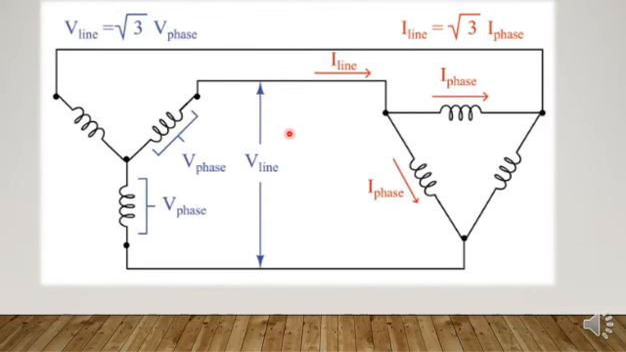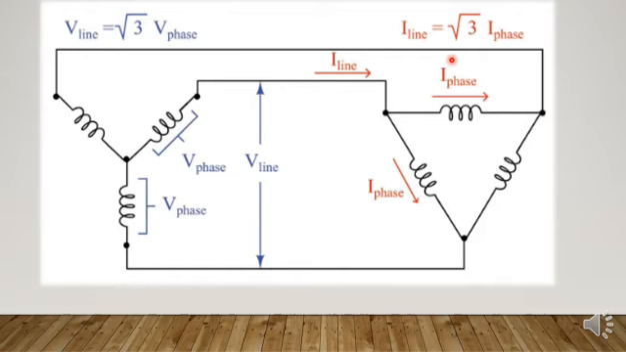In a Y network, line voltage is the series or the phasor sum of two phase voltages. In a delta network naman, yung line current is parallel phasor of the sum of two currents summing at a node.